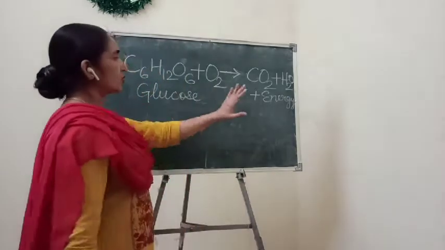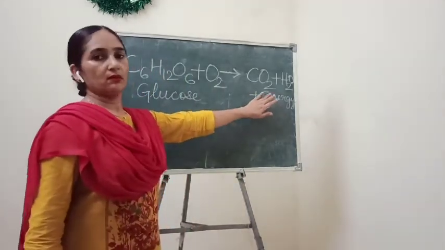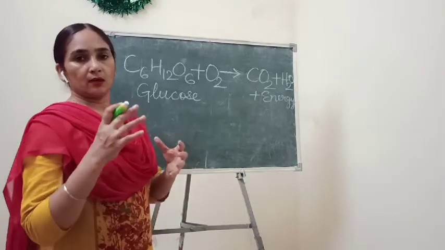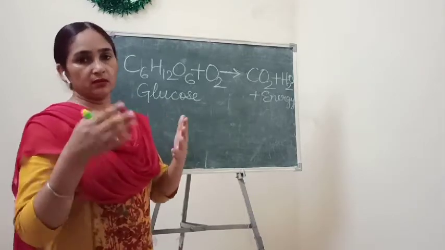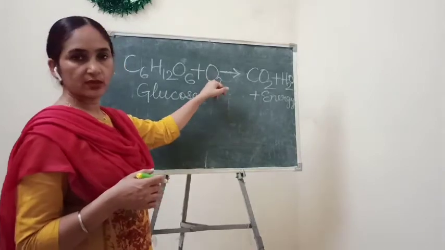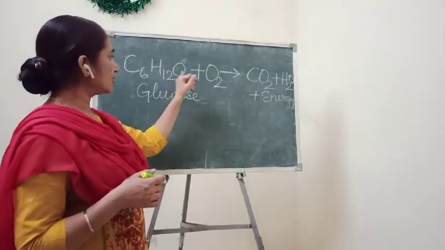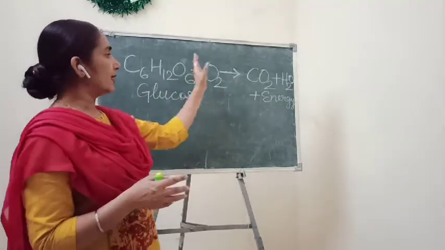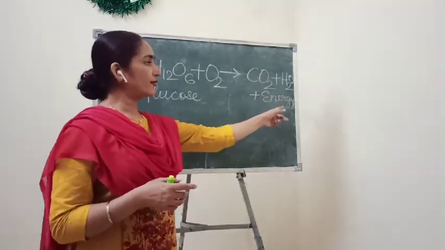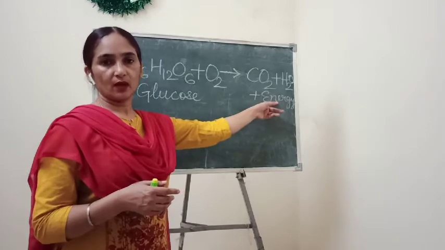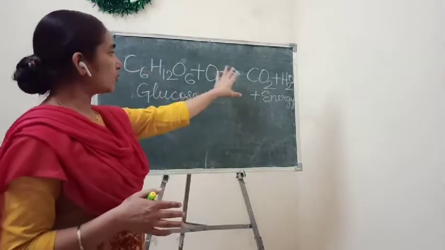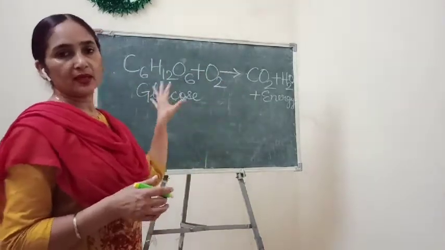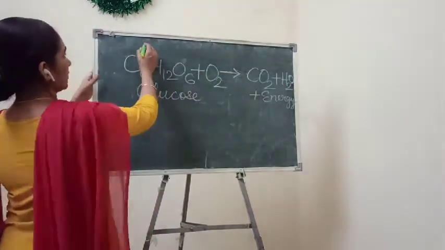You know children, to get this energy, we eat food and we breathe because we need oxygen. When oxygen is there and food is there, both combine with each other, then only they can give energy to our body. Understand? So here we have written this chemical equation.